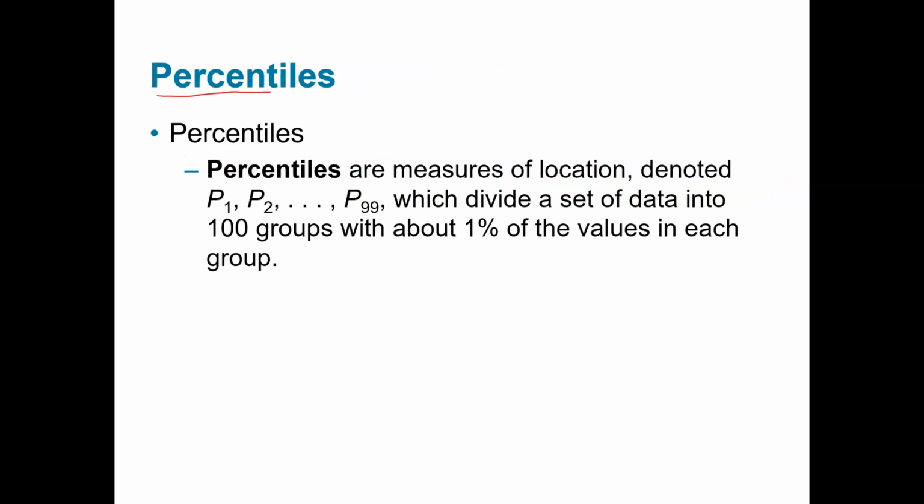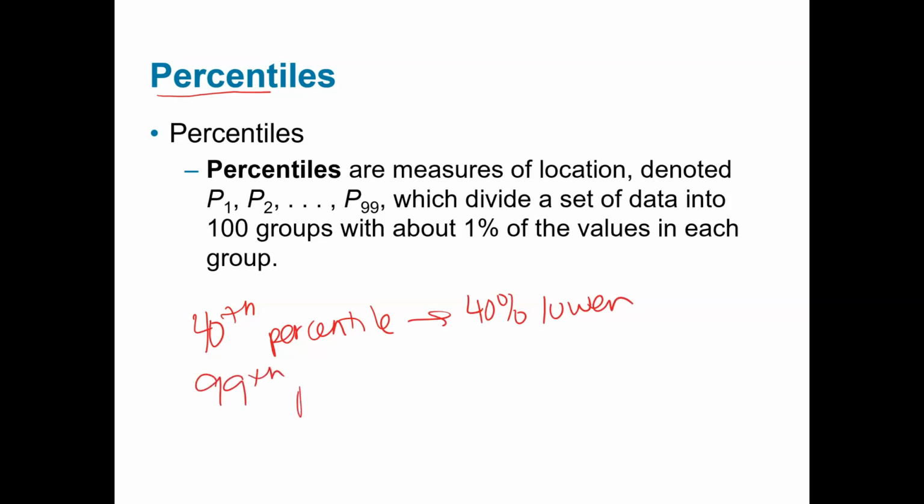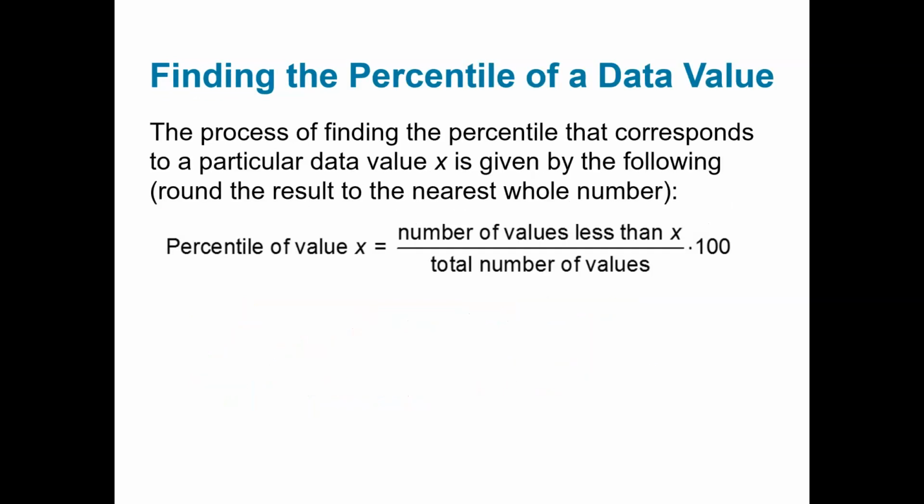Percentiles sound a lot like percent, and they have the word percent in them, but percentiles describe the location. If you're in the 40th percentile, that means that 40% of data is below you. And it just kind of gives you an idea. So if you're in the 99th percentile, that means that 99% of the data is below you. So the percentile gives you a locator as it relates to the rest of the data set.